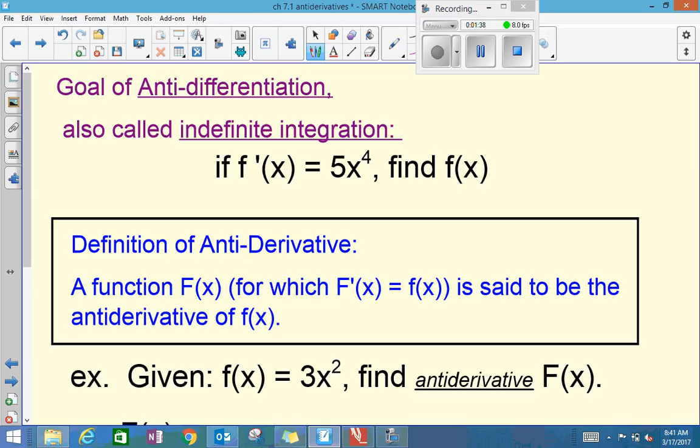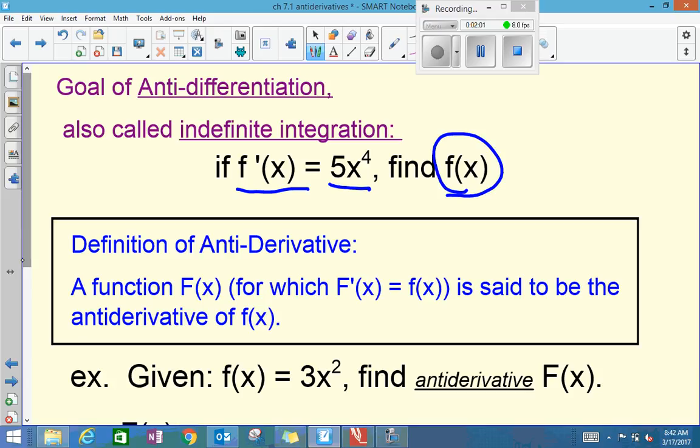The purpose of that is if you're given a function such as 5x to the fourth, if you're told that 5x to the fourth is the derivative of some function f of x, our goal with anti-differentiation is to find f of x. So we're trying to find the original function if we're given the derivative.